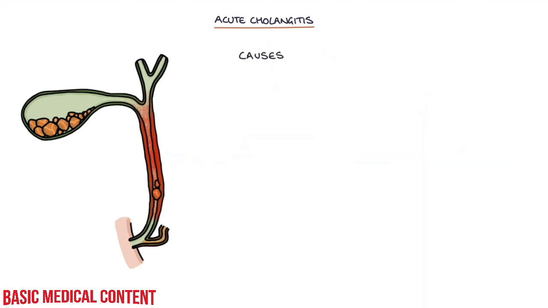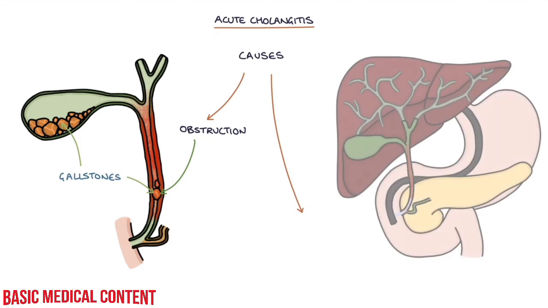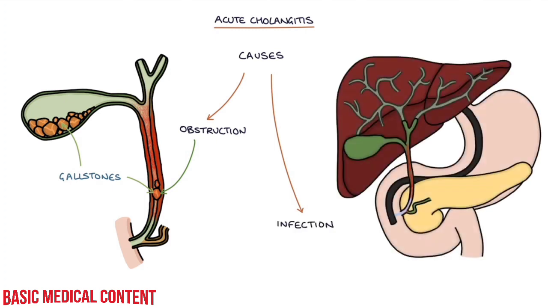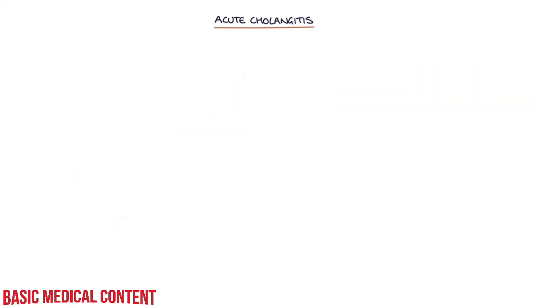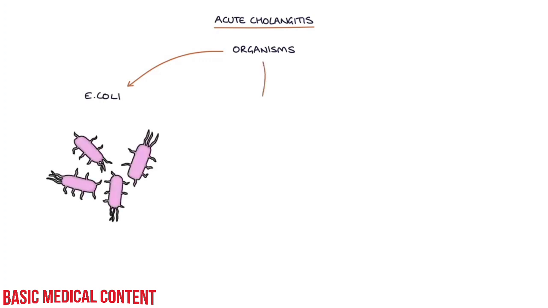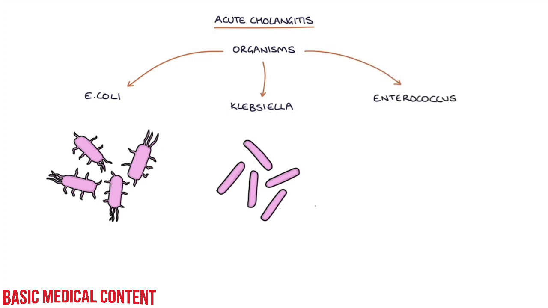There are two main causes of acute cholangitis. Firstly, obstruction in the bile ducts, stopping the flow of bile, for example, gallstones in the common bile duct. And secondly, infection introduced during an ERCP procedure. The most common organisms are E. coli, Klebsiella species, and Enterococcus species.